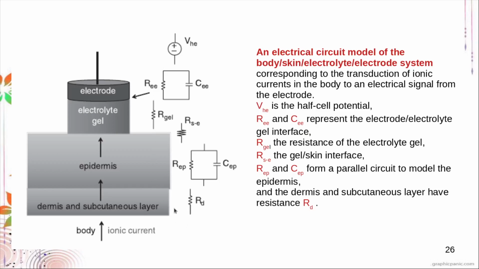This is another volume conductor field model, which considers the differences in the tissue types layering between the electrode and the source of the current, which is the body. So here you have your half-cell potential, and then RE and CE. This is the electrolyte gel interface, and you have your resistance from the gel electrolytes, the resistance of the gel-skin interface, and then you have resistance and conductance from your epidermal layer and resistance from the dermis and subcutaneous layer.